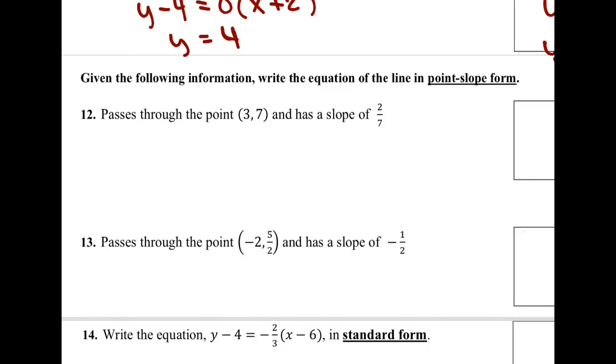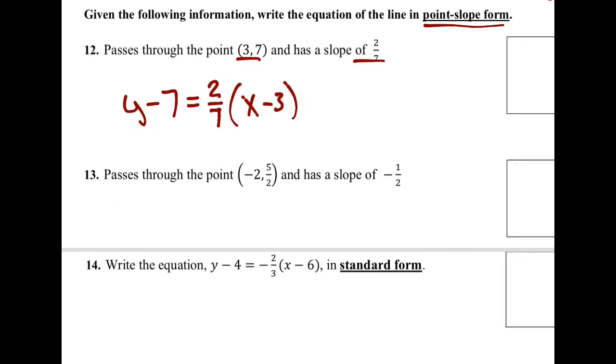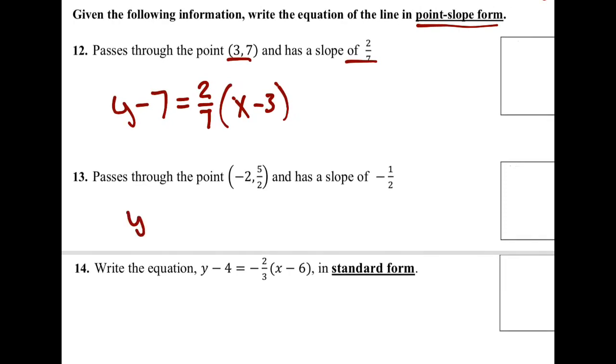Okay, 12 and 13, we were trying to get into point-slope form. And so given a point and a slope, we simply needed to substitute into the form. So y minus y equals slope times x minus x. And that was your final answer. That is point-slope form. Same thing with number 13, point-slope form. So we go y minus y equals slope times x minus x. And that was our answer.